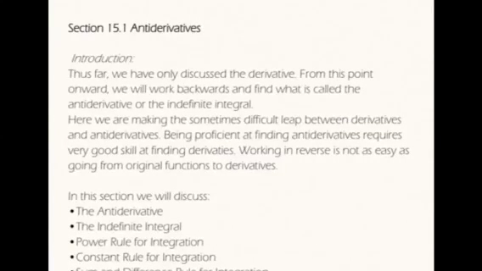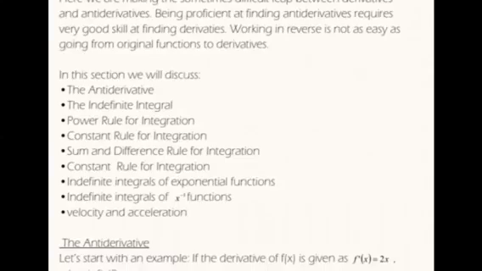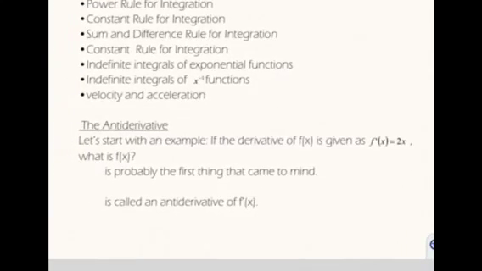Welcome to section 15.1, antiderivatives. This is a whole new topic. Thus far, we've only discussed the derivative. From this point onward, we will work backwards, beginning with the derivative, to find what's called the antiderivative, also called the indefinite integral. Here we're making the sometimes difficult leap between derivatives and antiderivatives. Being proficient at finding antiderivatives requires very good skill at finding derivatives. Working in reverse is not always as easy as finding the derivative. So we'll discuss a bunch of rules on how to find the antiderivative. But let's begin with an example.